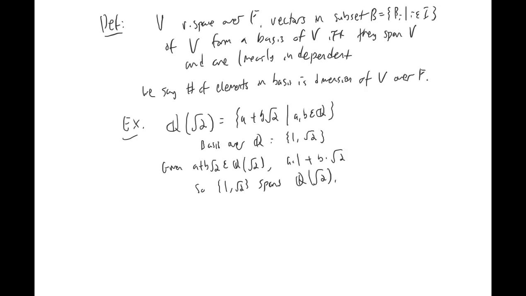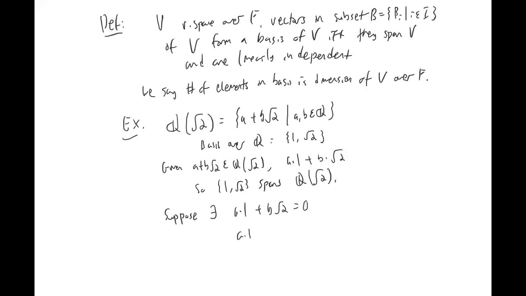Now let's check linear independence. Suppose there exists a linear combination, A times 1 plus B times root 2 equals 0. I need to show that this implies A and B are 0. Well, that's kind of obvious, right? Because you're just matching coefficients.